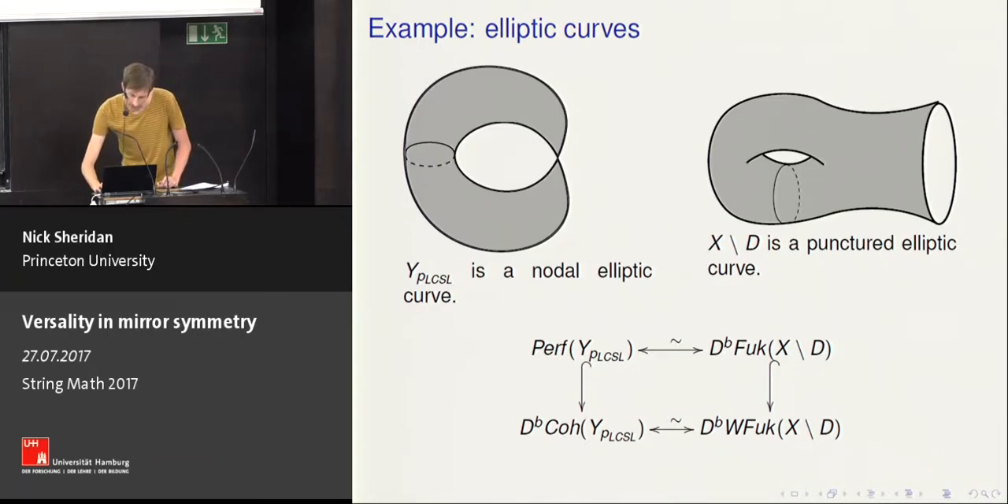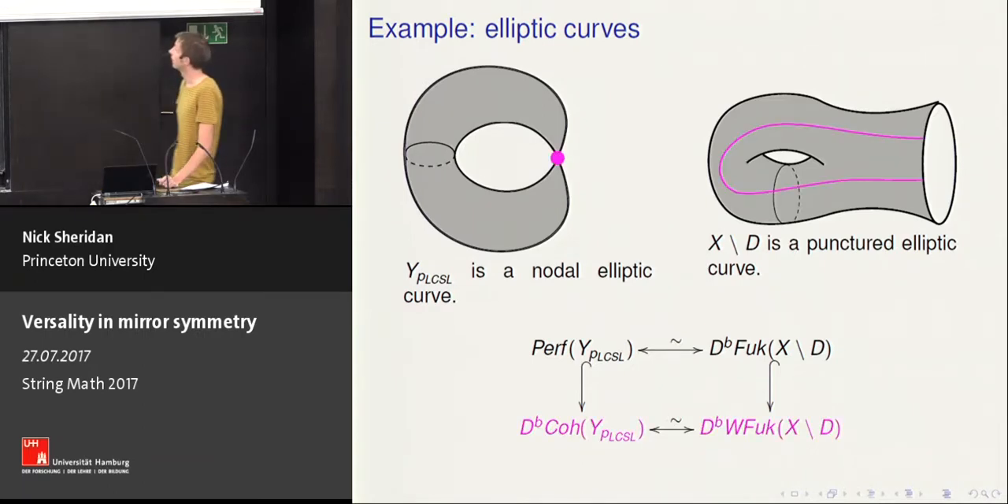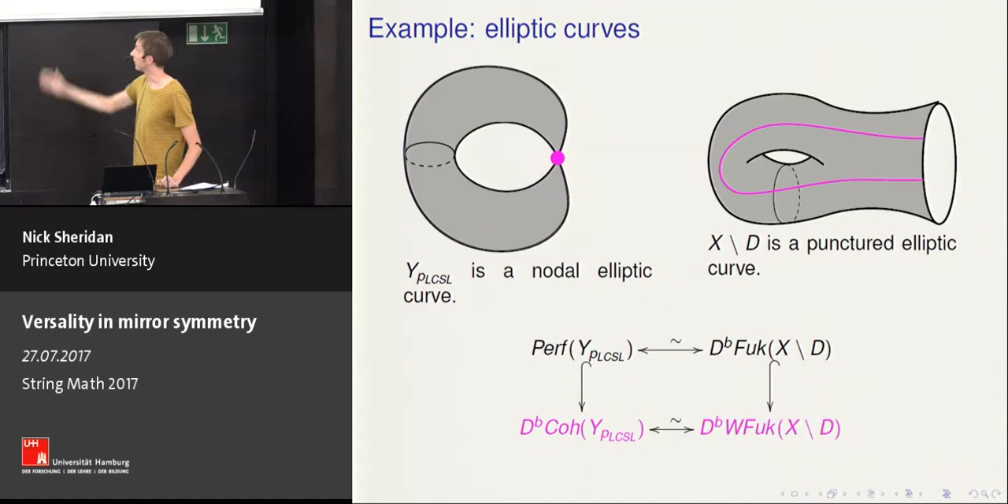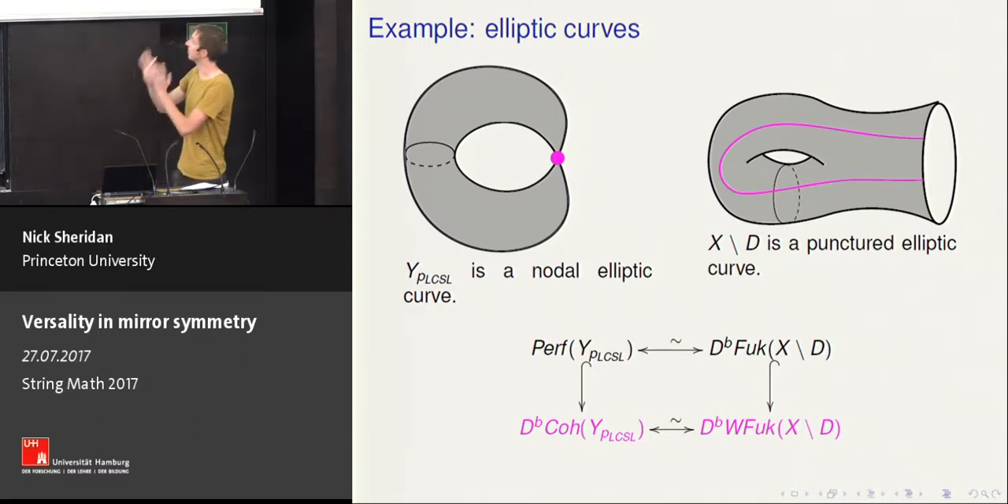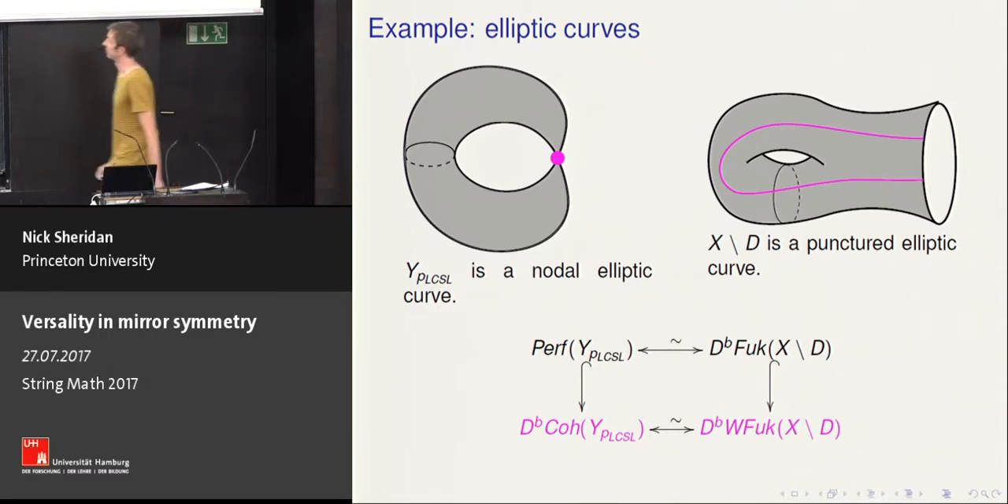And if you want to actually get coherent sheaves on this nodal elliptic curve, which include things supported at this singular point, which are not generated by locally free guys, then you have to look at the wrapped Fukaya category of X minus D, which includes these non-compact Lagrangians going out to the point that we removed. Okay, so it makes sense to talk about homological mirror symmetry at these points.